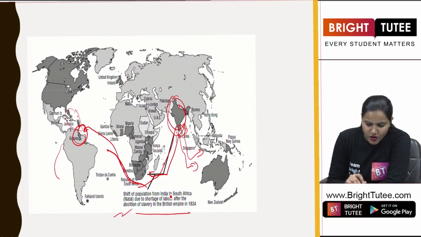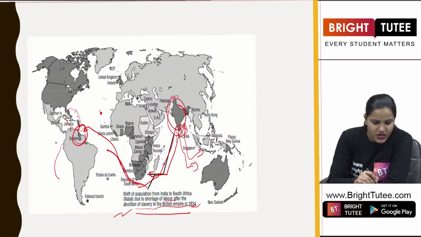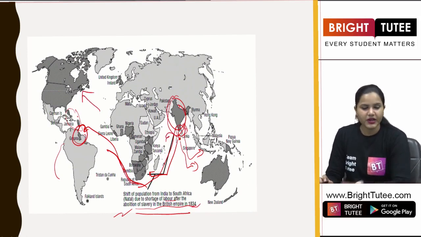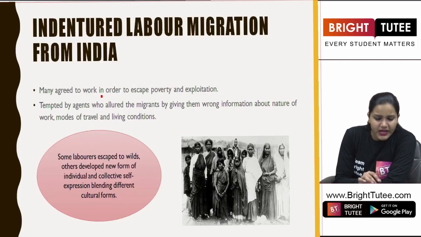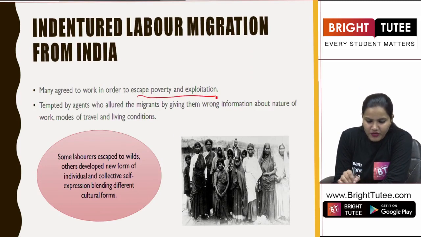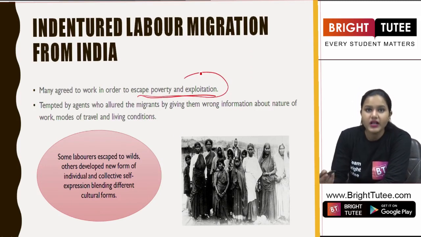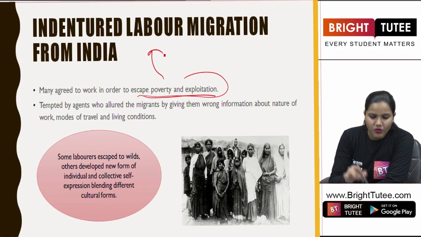So here we see that shift of population from India to South Africa due to shortage of labor after the abolition of slavery in the British Empire in 1834. This was the shift happening, okay? Now, many agreed to work in order to escape poverty and exploitation. Definitely many people thought that they were going to earn more as indentured laborers. So therefore they decided to go to these destinations.